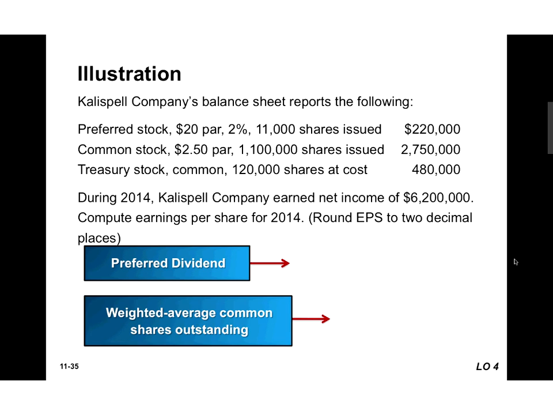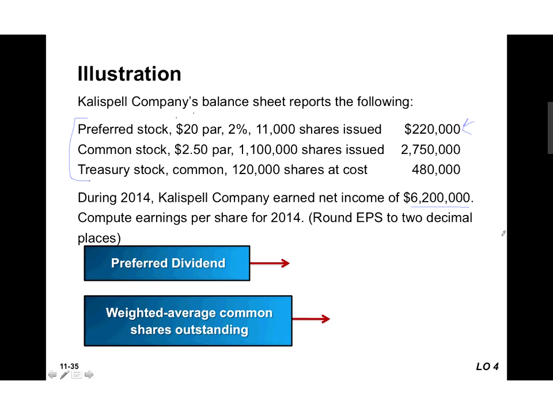Okay, so illustration. We have this example we're going to go through right now, and we have a balance sheet that shows three things. It shows preferred stock, and the preferred stock is $20 par value, 2%, 11,000 shares issued, so it has a total par value of $220,000. Then we have common stock, and we have treasury stock. So we've got three things, and then it tells us we earned net income of $6,200,000, and we're going to compute earnings per share.